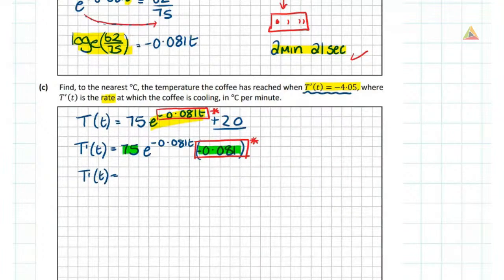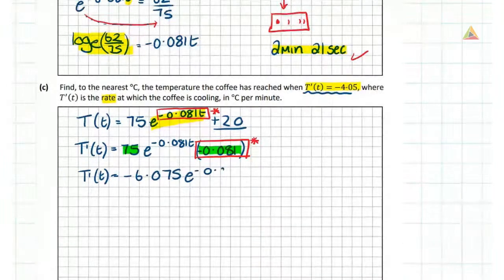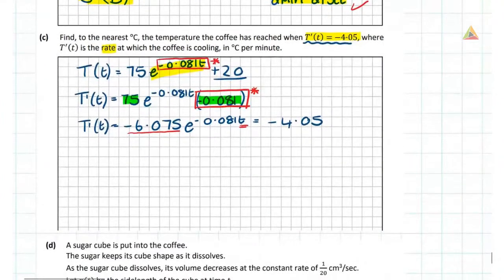So 75 times minus 0.081 will give you minus 6.075 e to the minus 0.081t. And we're told in the question that needs to be equal to minus 4.05. So similar to what we did in the last one, t, what we're looking for, is up here in the power, so we're going to end up using logs. But before we do, we're going to divide both sides by minus 6.075.